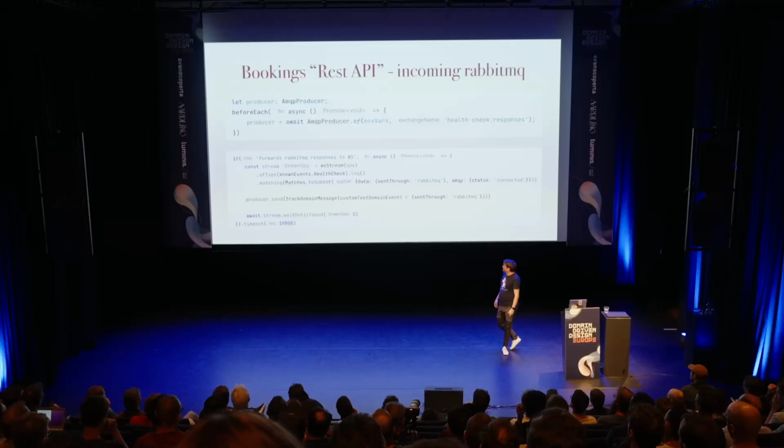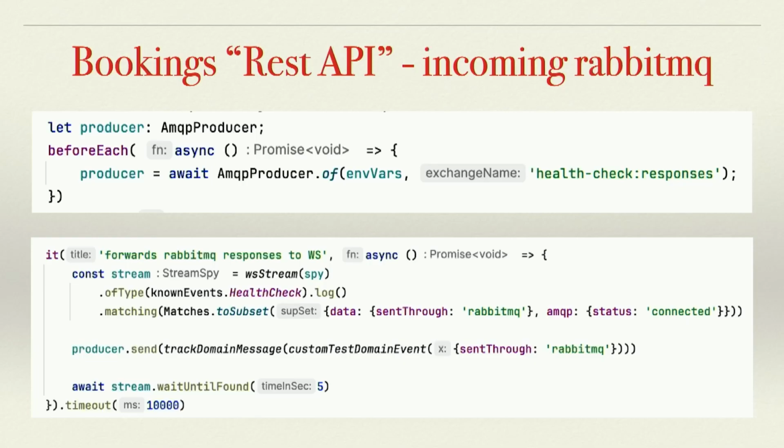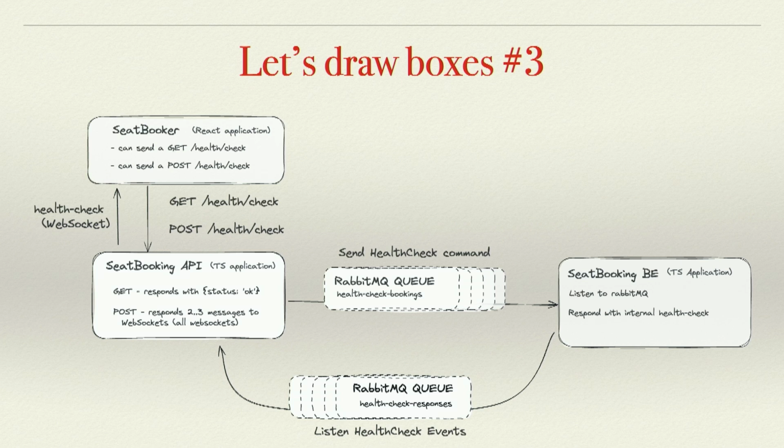And the code looks pretty much the same as earlier, with the difference that I am creating an AMQP producer and then actually sending. And this actually does send a message through RabbitMQ in this situation. I'll show one more box, draw one more box.